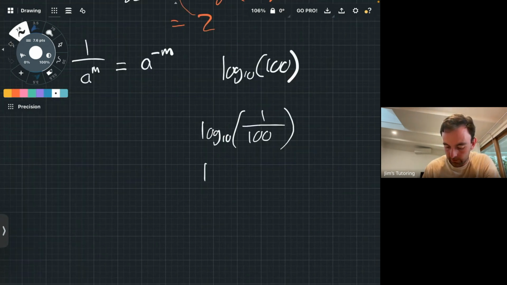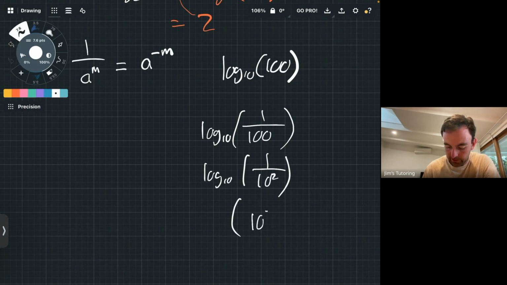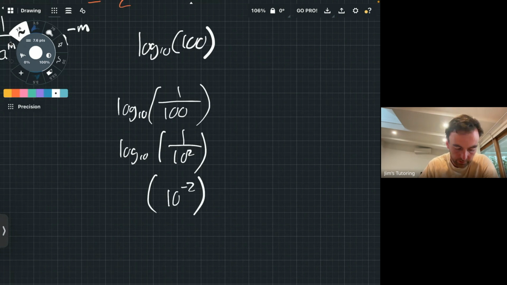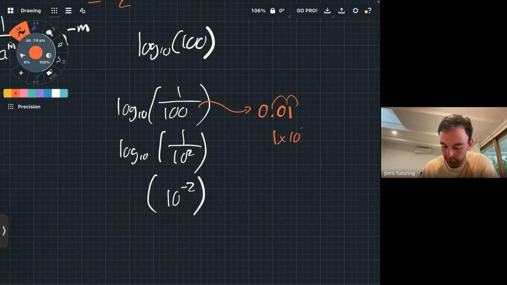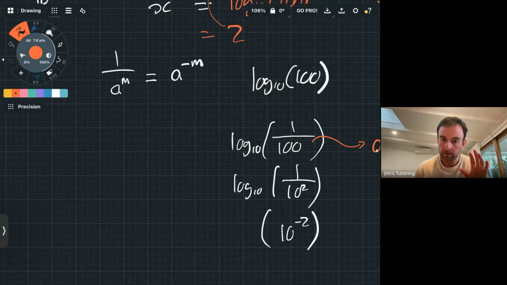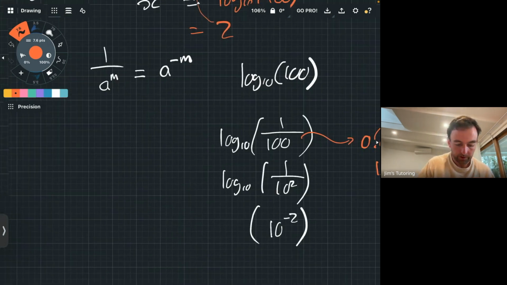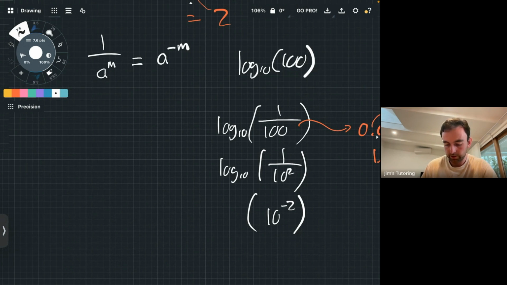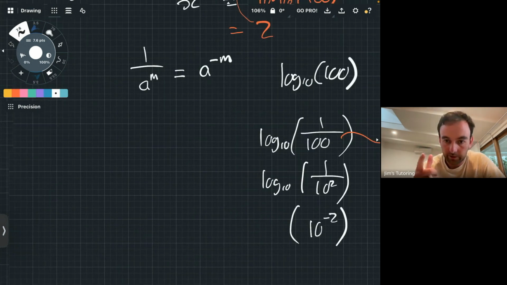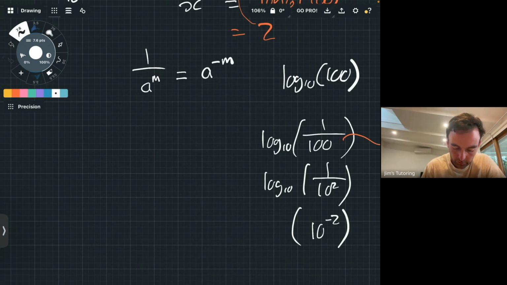So if you make this log 10 of 1 over 10 to the 2, then you can just make that 10 to the negative 2. And just to prove that to you, this number, 1 divided by 100, would be 0.01, and then that would be 1 times 10 to the negative 2. So just to prove to you that these are the same number, but that's just a good little one to remember. And the reason I say that is very often you get into this situation, but it also becomes helpful with this log law.